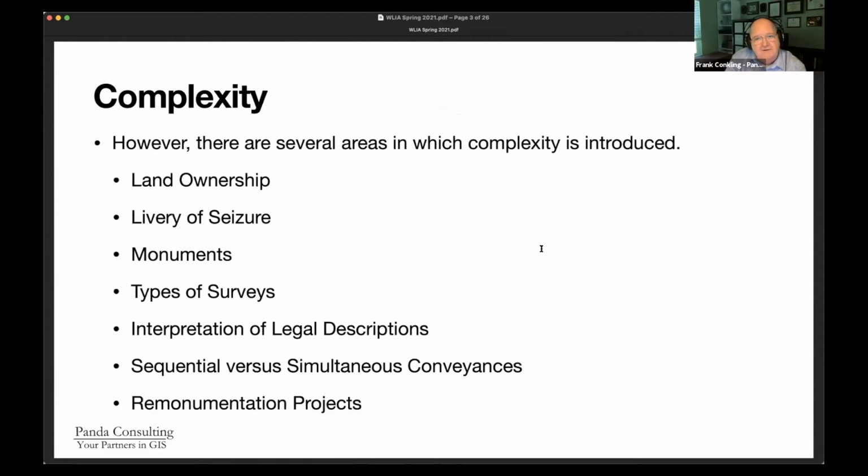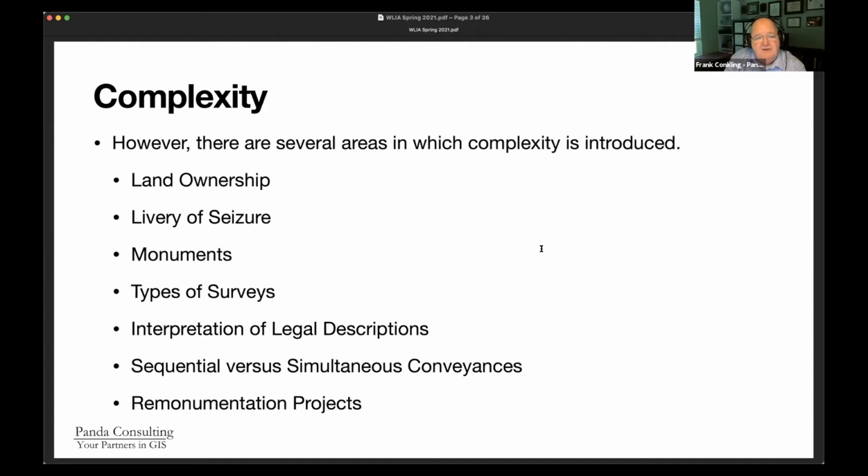Secondly, there's a concept called livery of seizin that all of our land ownership is based upon, and I want to explain that a little bit more. Then I want to talk about this concept of monuments and what is a monument and what is it useful for and why do you want to look for monuments.